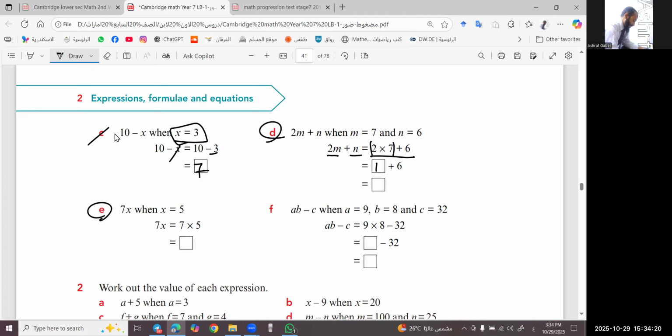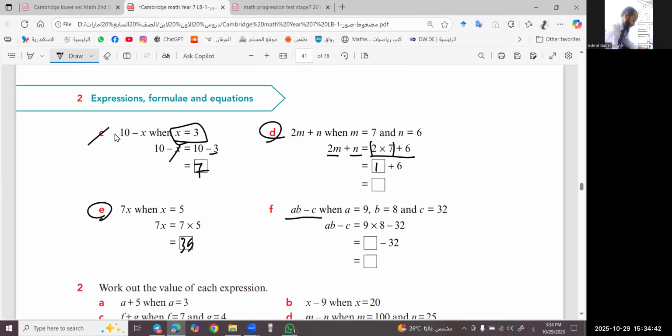Number E, Jaida. 7x when x equals 5. So what is the answer? Okay, 7 times 5 is 35. Yes, 35.